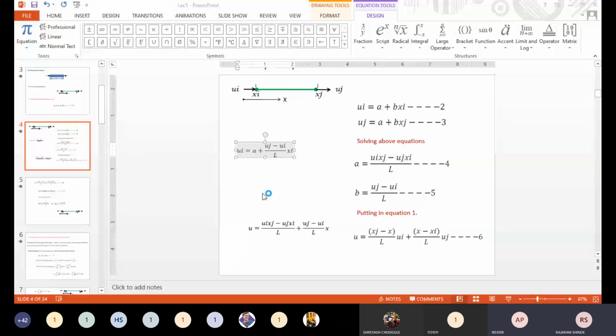Okay, I will show you in notes because it is a simple one, and it requires big typing also. Okay, I will show you.